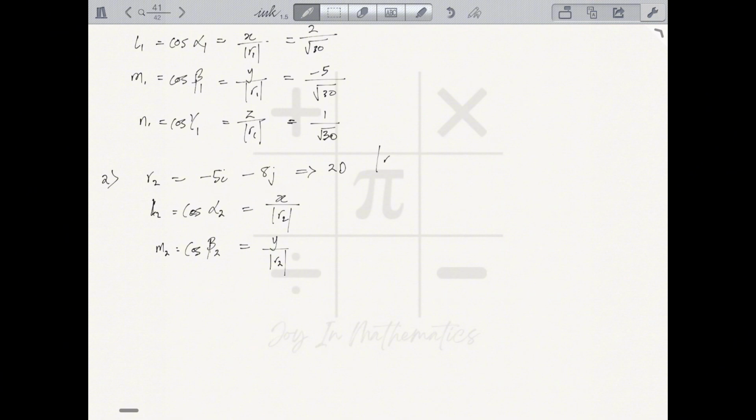Let's evaluate the modulus of r2, which is equal to the square root of minus 5 squared plus minus 8 squared. Resolving this, we will have 25 plus 64, which is equal to root 89. Therefore, our x, which is minus 5, gives minus 5 divided by root 89, and our y, which is minus 8, gives minus 8 divided by root 89.